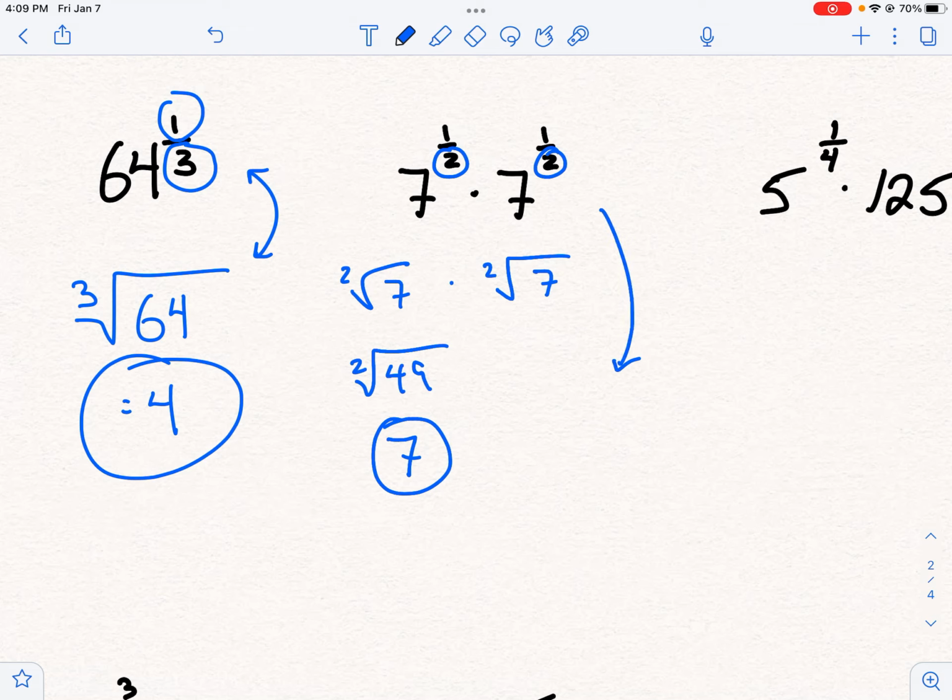But it is worth noting that there's a way to attack this problem. The other way to attack this problem is to recognize that we have a rule that says if you have the same base, you can add the exponents, and 7 to the 1/2 power times 7 to the 1/2 power ends up being 7 to the first power, which is the same thing. So two different strategies. One of them applies the rule and one of them does it slightly differently. We both get the same answer.